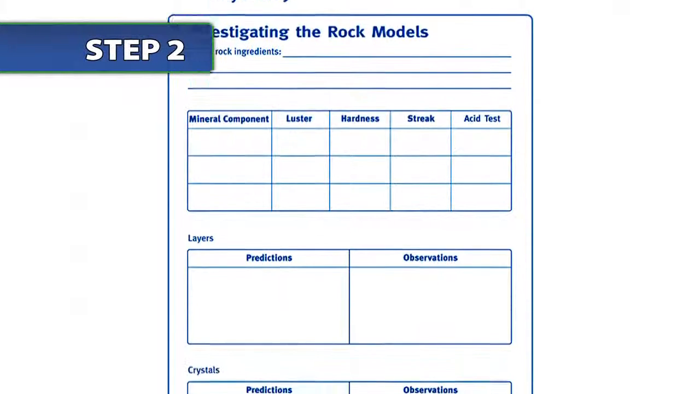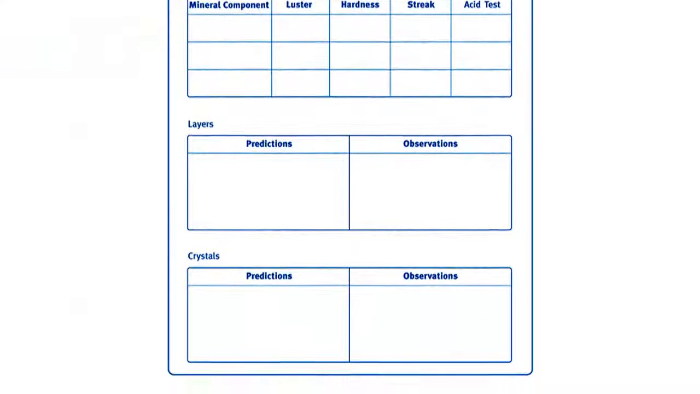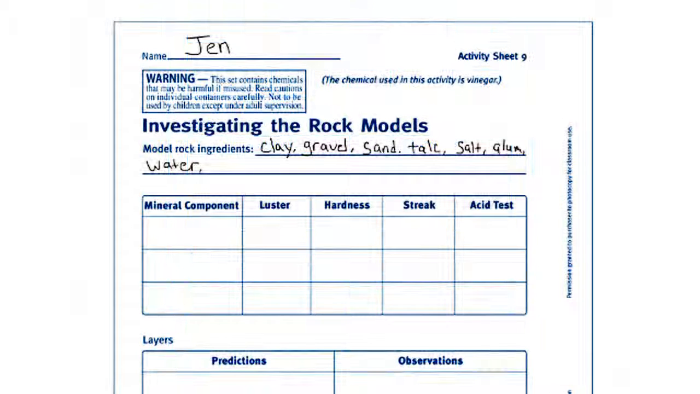Students should realize that the rock they made in Activity 2 could be considered a conglomerate. Distribute Activity Sheet 9 to students and tell them to write these ingredients in the space provided: alum, clay, gravel, salt, sand, talc, water, and 3 mystery minerals.